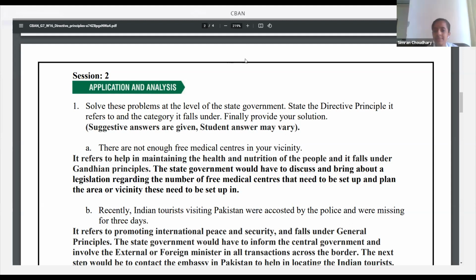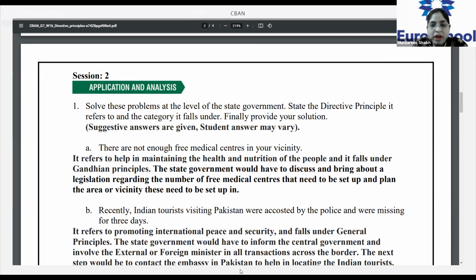Ma'am, can I say that principle? Yes. Help in maintaining the health and nutrition of people. Helping in maintaining the health and nutrition of the people. Okay, this particular principle is mentioned in the Gandhian principle. And here your problem is also related to health, right? Free medical centers, therefore it will be considered under Gandhian principle.